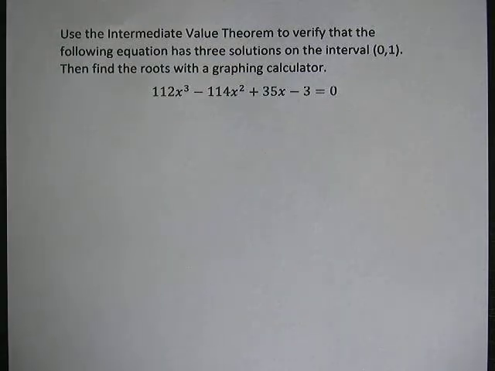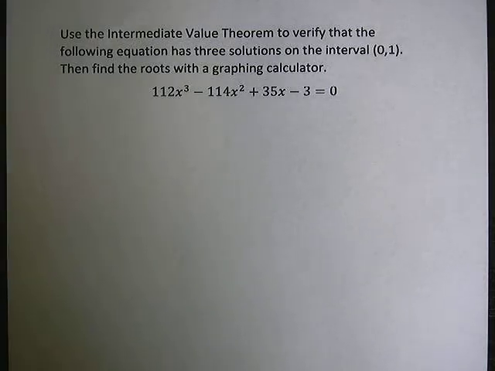Use the intermediate value theorem to verify that the following equation has three solutions on the interval 0 to 1, then find the roots with the graphing calculator. Okay, so the intermediate value theorem basically says that if you can show the function is more than 0, or whatever your value is, in this case 0, and then less than 0 on the interval 0 to 1, then it must have become 0 at some point in between, so long as the function is continuous.